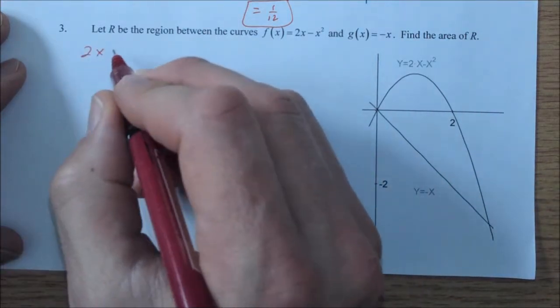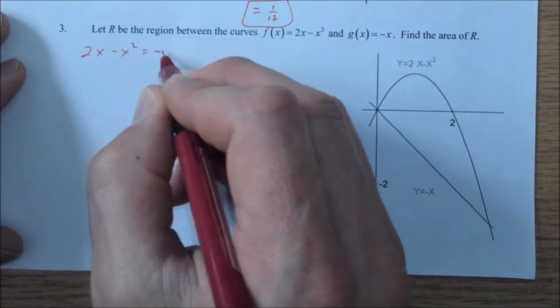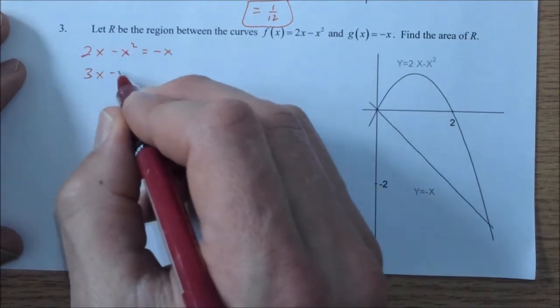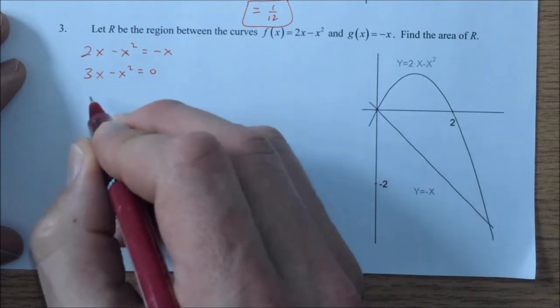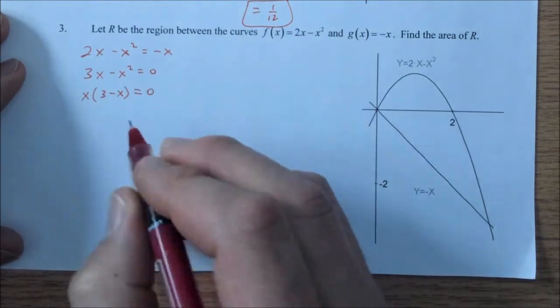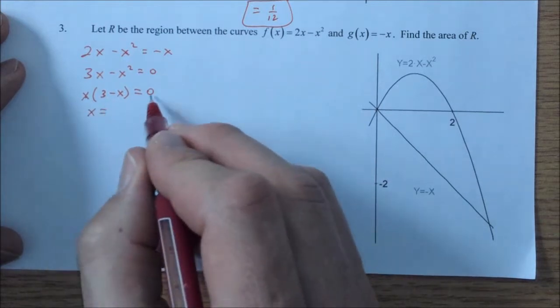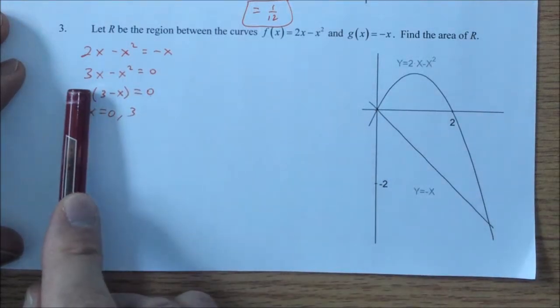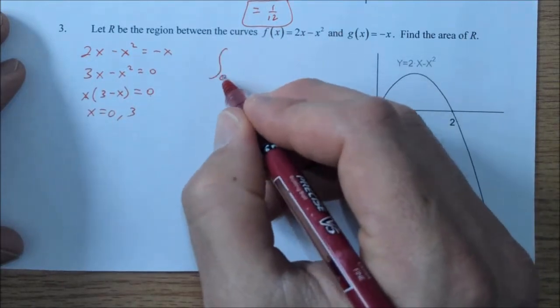We have 2x minus x squared equal to the opposite of x. So if we add x to both sides, we have 3x minus x squared is equal to 0. We can factor out an x, leaving us with 3 minus x being equal to 0. So that holds true that x can be 0, and also x could be 3. All right, there's our two bounds, the integral from 0 to 3.